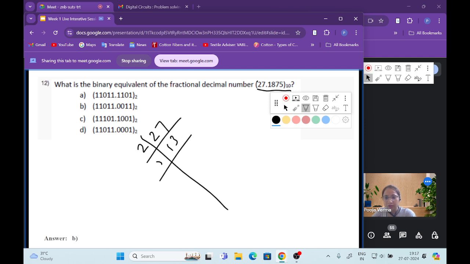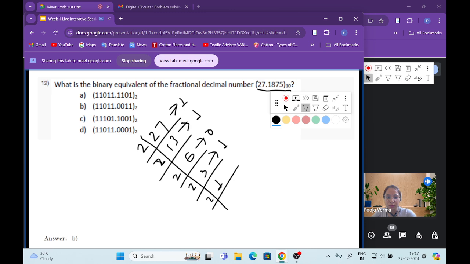27 divided by 2 gives 13, 1 is left. Again, dividing by 2, 1 is left. Then 3, 0 is left. Then 2, 1 is left. You cannot divide 1 further, so 1 is left. We write the remainders from the opposite side. Now in the fractional part, what do we have to do? 0.1875 multiplied by 2. Can anyone let me know the result of this multiplication?